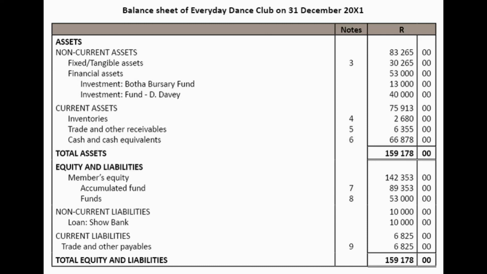Now we add the current liabilities, non-current liabilities, and members' equity, and then we get the same as the assets, the same total of 159178. And you're very happy because you know your balance sheet balances and your work is probably done correctly.